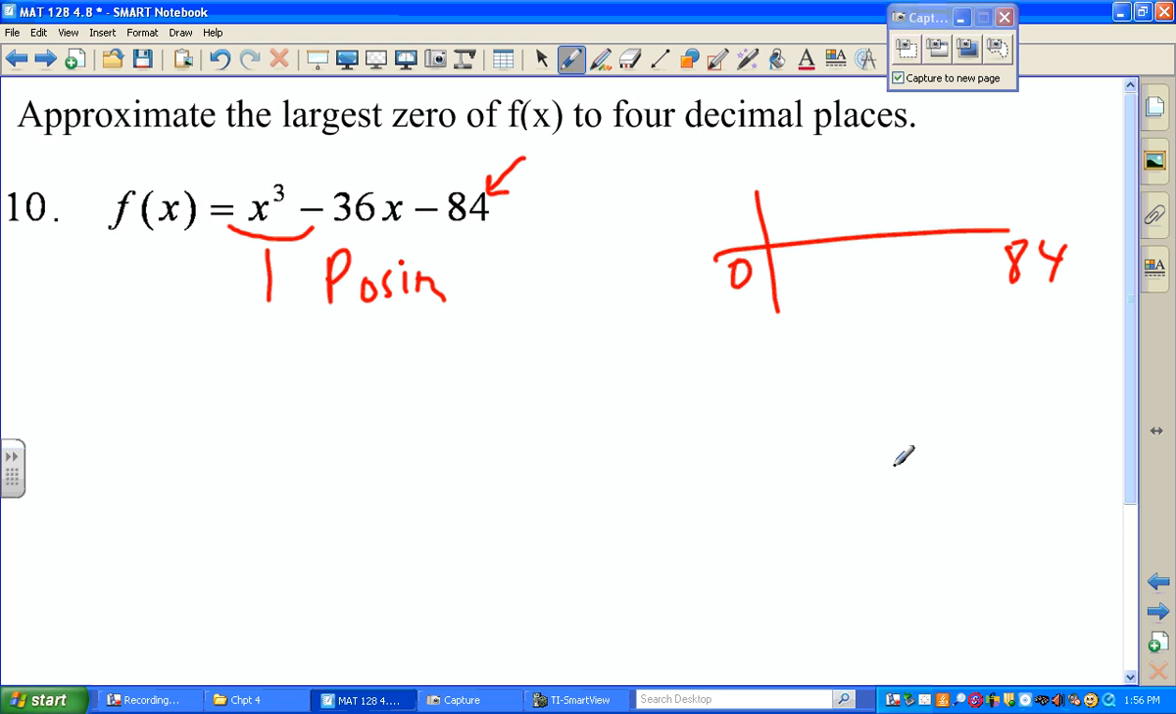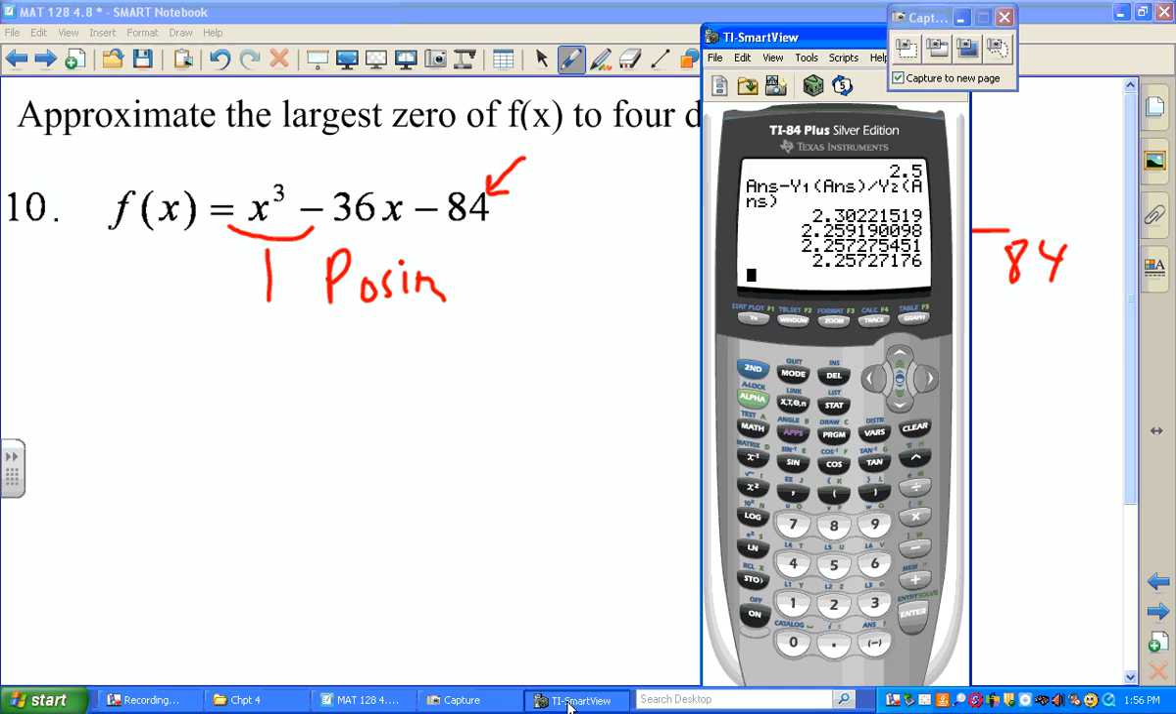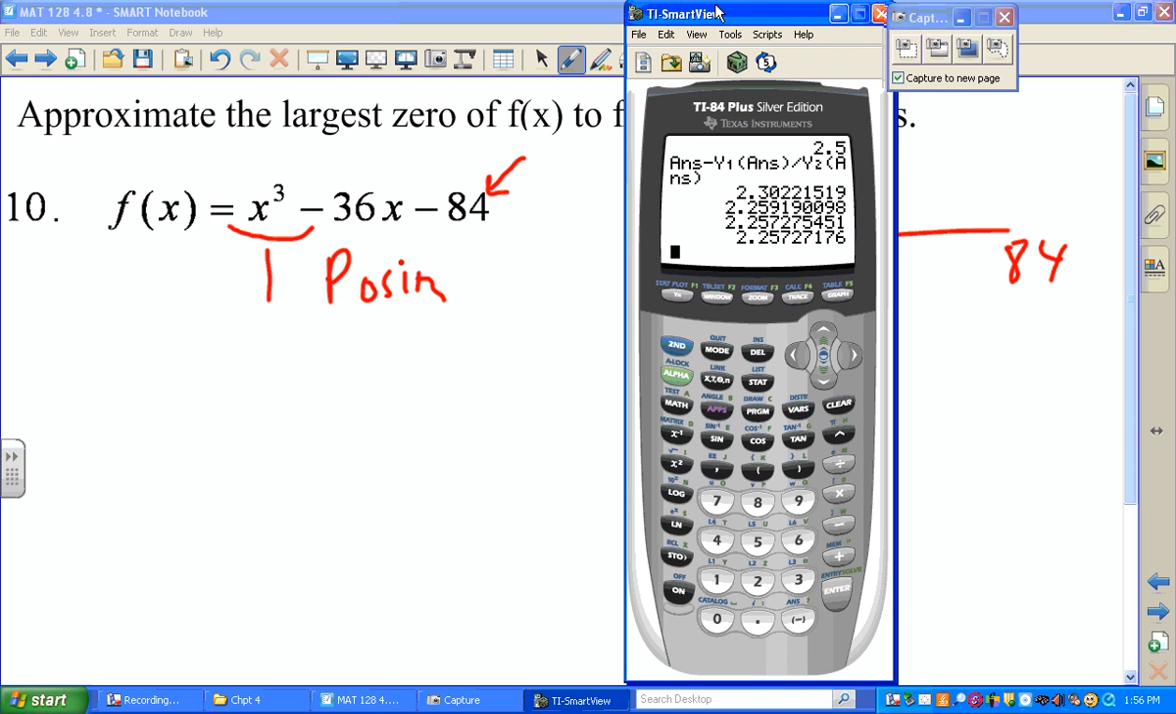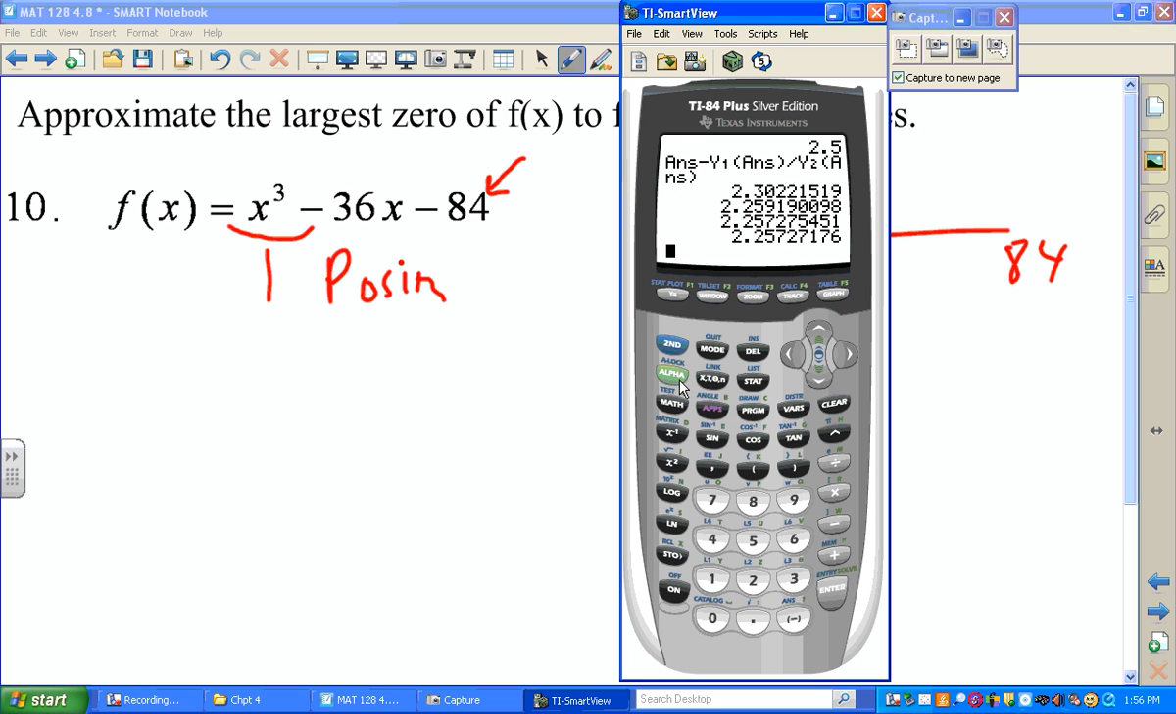Is there the thing where we go to poly and do that real quick then? Well, you have that ability. How do you do it? Well, I'll just graph it out and see if it crosses. The biggest it can be is 84. So I go y equals, clear, clear.